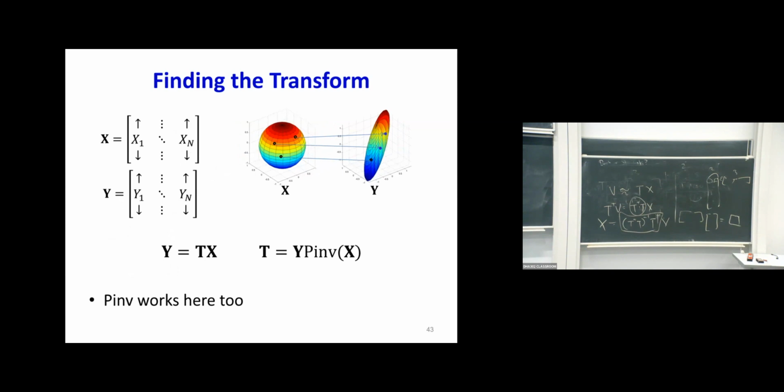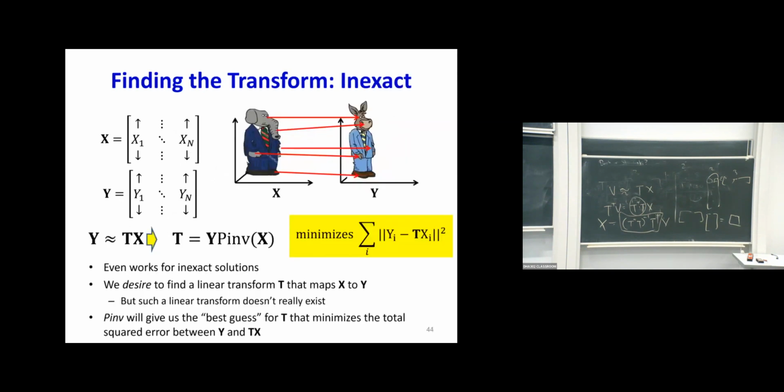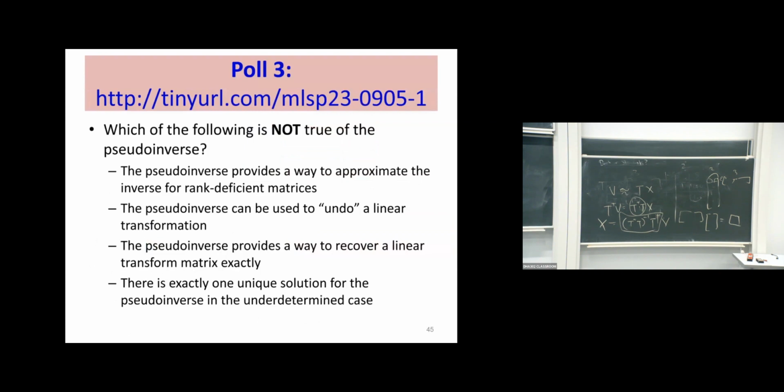It's very cool. And so, you know, if you're trying to convince your political opponent and you want to know exactly what transform to apply, the pseudo inverse will be. You know, elephants can become donkeys, right?